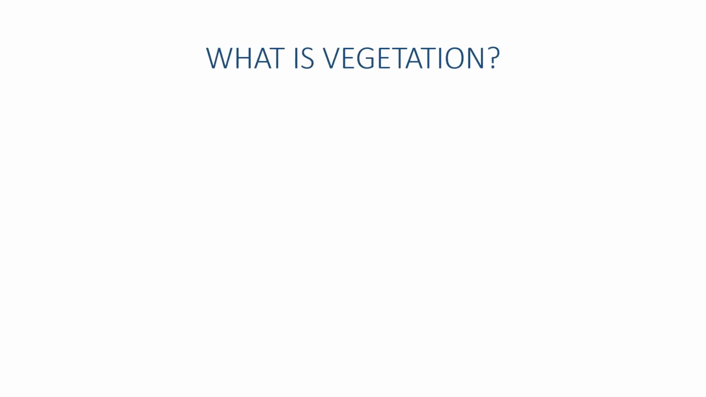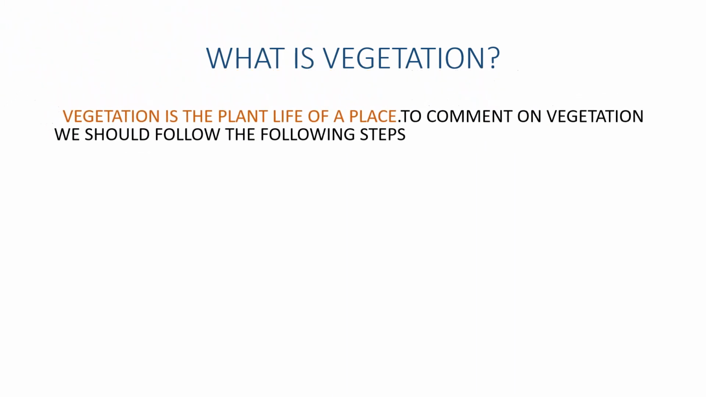As I promised yesterday, today we are going to comment on vegetation, so let us start right away. This is our second day, and today we shall be commenting on vegetation. Under vegetation, what is vegetation? We need to know what vegetation is. Vegetation is the plant life of a place. To comment on vegetation, we should follow the following steps.